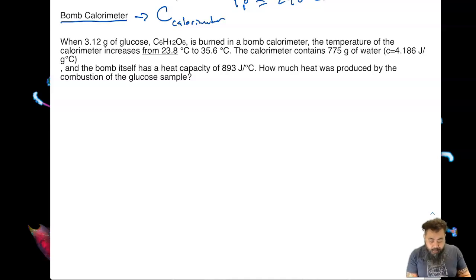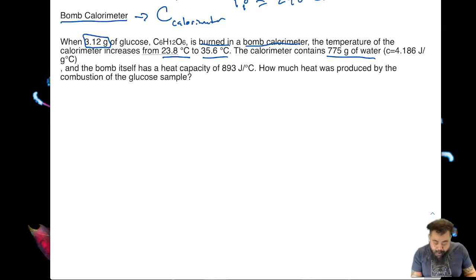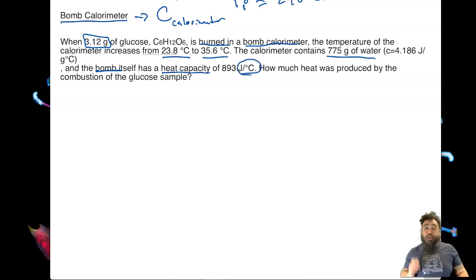What we're doing here is taking this mass of glucose and burning it inside of a bomb calorimeter, so we are performing a combustion reaction. In a combustion reaction, it should be exothermic, so we should be releasing heat. The temperature of the calorimeter increased from 23.8 degrees Celsius to 35.6 degrees Celsius. The calorimeter contains 775 grams of water, and the bomb itself, so here's the key, has a heat capacity, and look at the units there, 893 joules per degree Celsius.